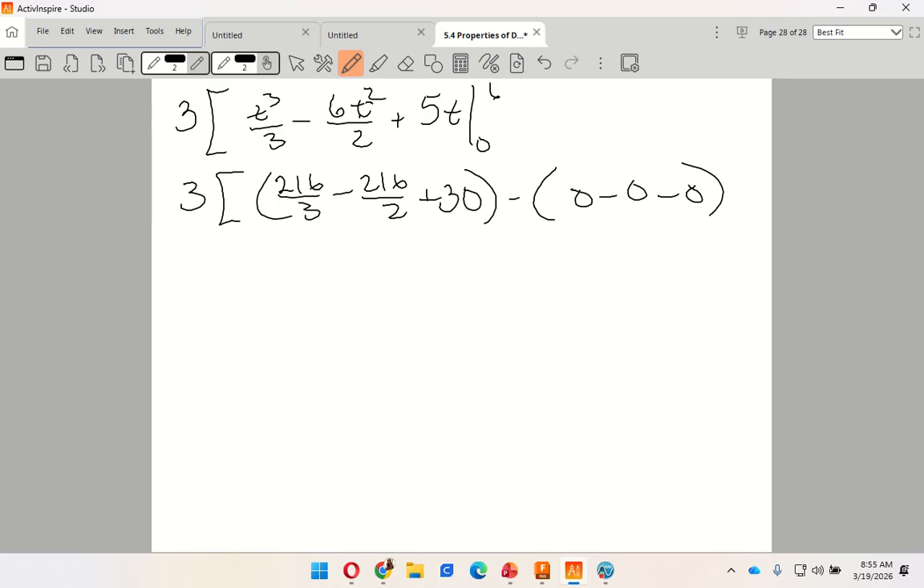Let me see, that's 72 minus 108 plus 30. That is 102, so leaves me at a negative 6 times 3, which is negative 18. Now, interpret that for me. Go back and read the problem though.